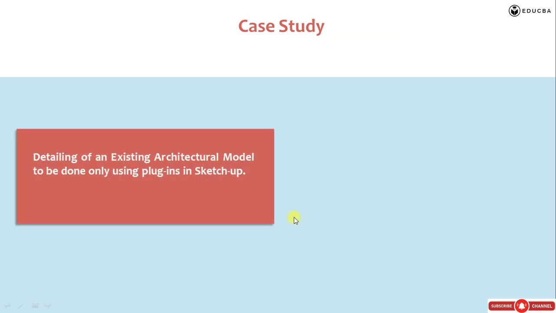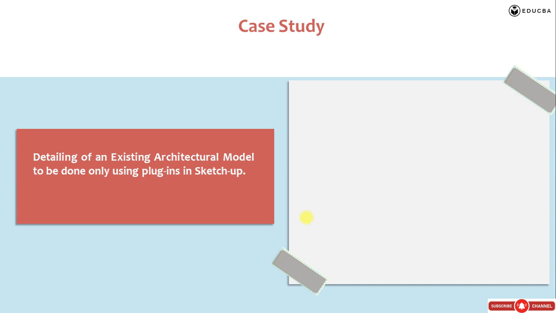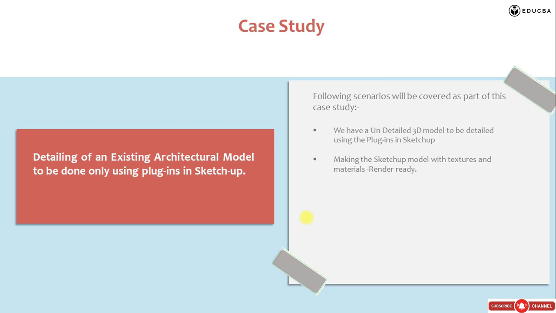In the case study, we are going to be detailing an existing architectural model. It will be a house, or maybe a large-scale landscape model, or maybe an institution. Anything which is not detailed, so that you can detail it with the skills you have learned by using the plugins. These will be the scenarios that follow, which will be a part of the case study. Like I just said, we will have an undetailed 3D model which will be detailed using plugins in SketchUp.